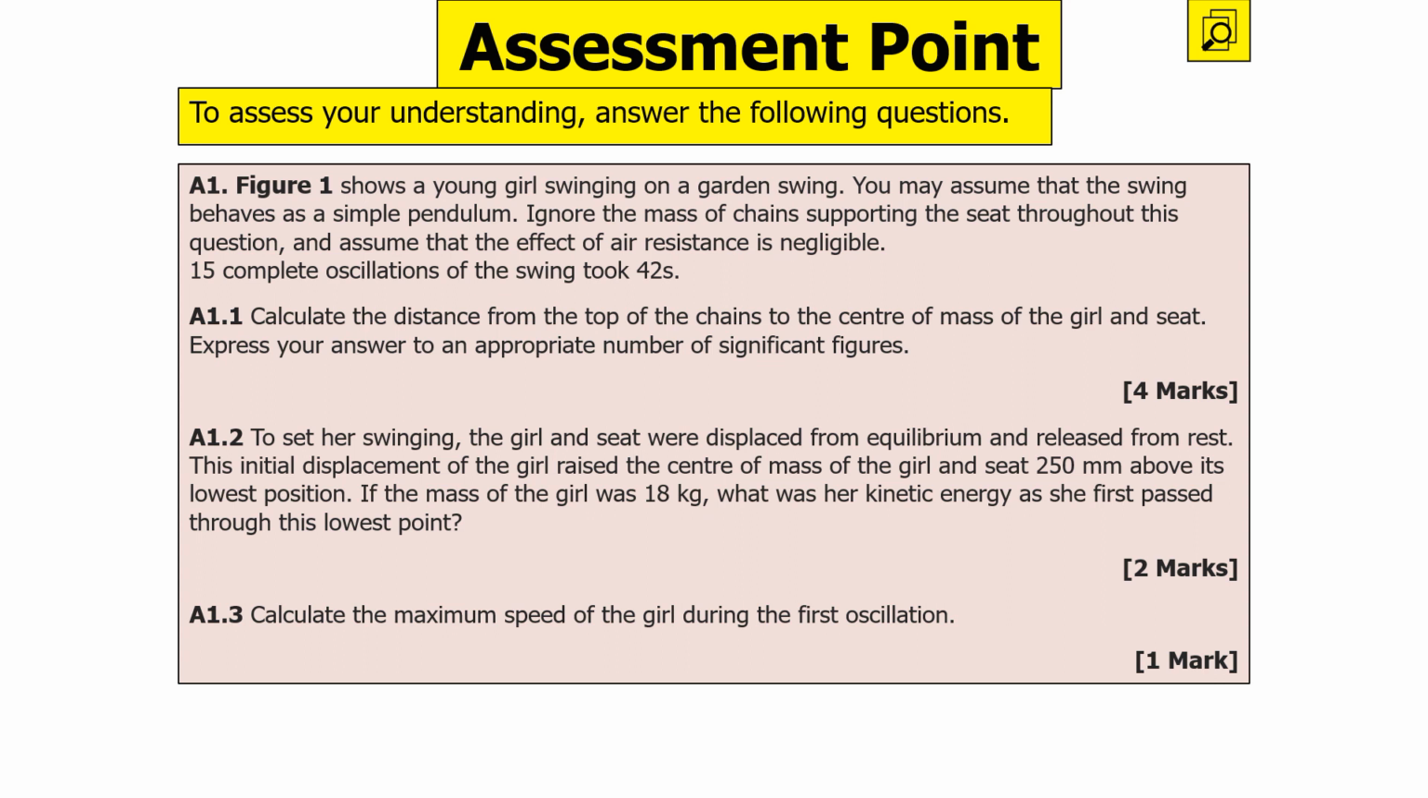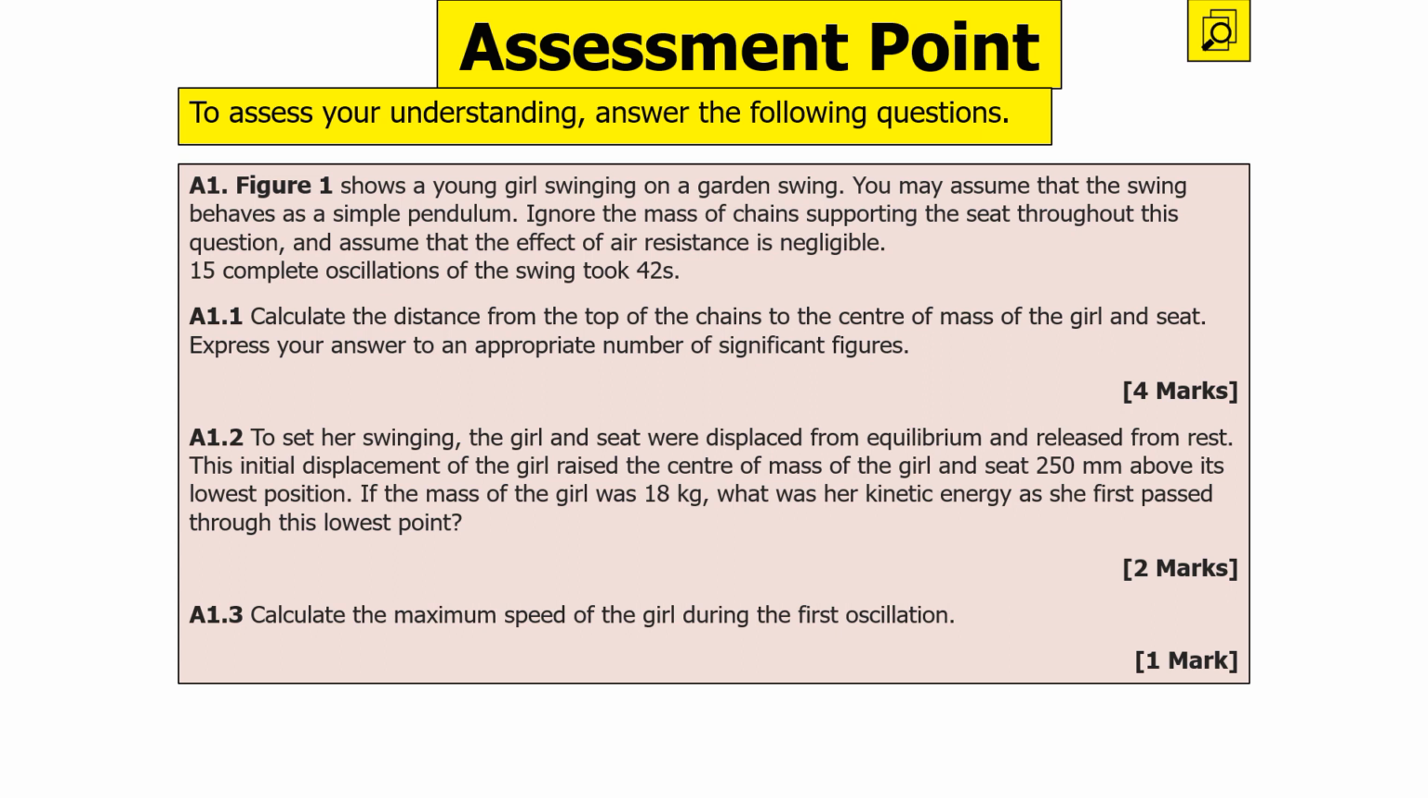The next question says, here is a young girl swinging on a garden swing. You may assume that the swing behaves as a simple pendulum. Ignore the mass of the chain supporting the seat throughout the question and assume the effect of air resistance is negligible. 15 complete swings took 42 seconds. Calculate the distance from the top of the chains to the centre of mass of the girl in the seat. Express your answer to the appropriate number of significant figures.